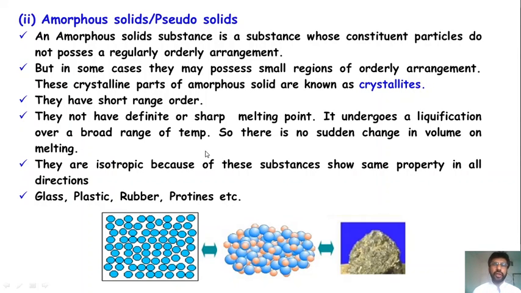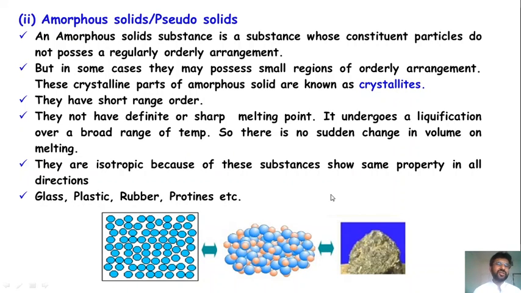We know that if we heat glass or rubber, then the glass or the rubber will not melt suddenly. It takes some time, and over a broad range of temperature it starts liquefaction. So in the case of an amorphous solid, there is no sudden change in volume at the melting point. So the amorphous solid doesn't have a sharp melting point.